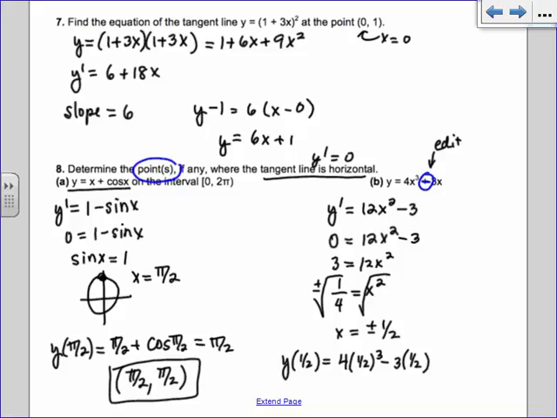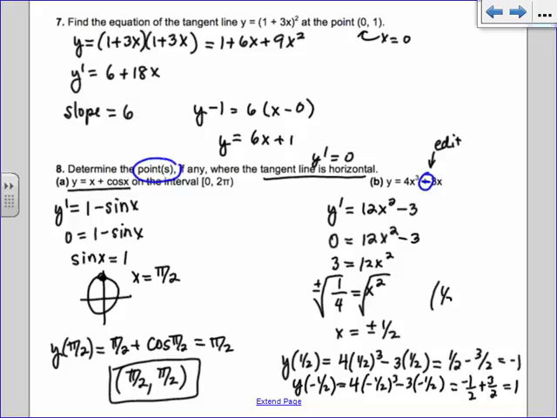So I'm going to do 4 times 1/2 cubed minus 3 times 1/2. What's 1/2 cubed? 1/8 times 4 is 4/8, which is 1/2. So I have 1/2 minus 3 over 2. So I get -1. What if I do y of negative 1/2? Then I get 4 times negative 1/2 cubed minus 3 times negative 1/2. So I get negative 1/2 plus 3 over 2. So I get 1. Okay, so my 2 points are going to be 1/2, comma, negative 1, and negative 1/2, comma, 1. Those are the 2 points. Does this make sense? All right, you guys can go on your break.